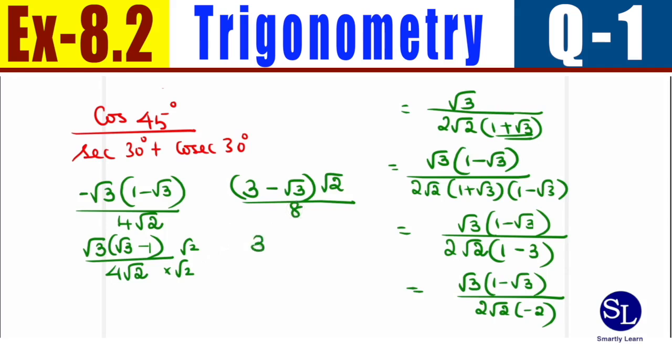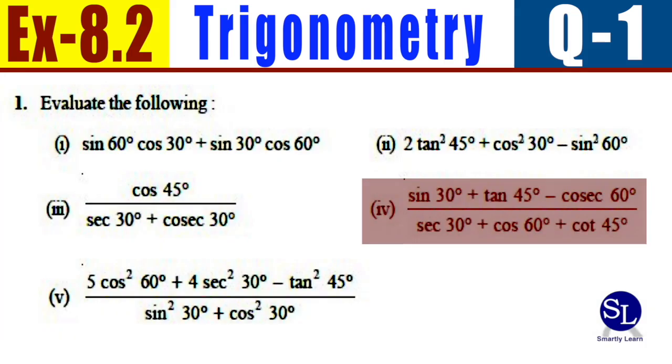So the answer is (3√2 − √6)/8. This is the final answer after simplification. Now let us take up the fourth subdivision here: (sin 30 + tan 45 − cosec 60) / (sec 30 + cos 60 + cot 45).